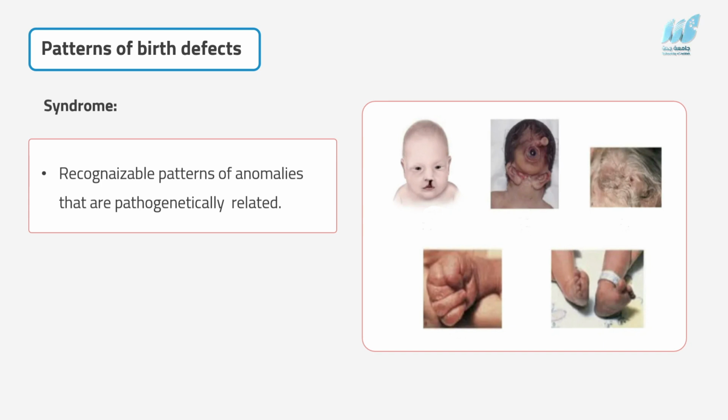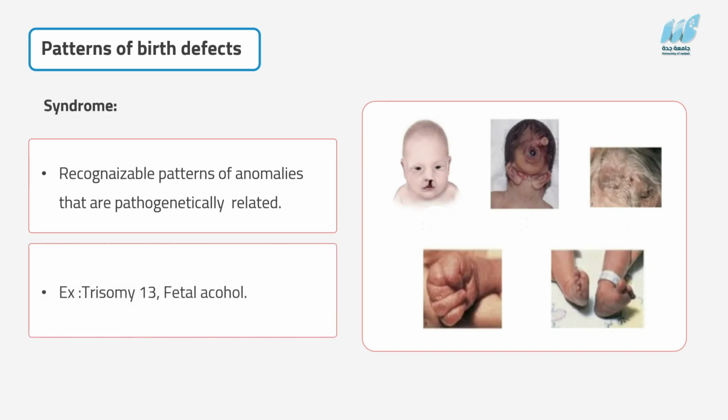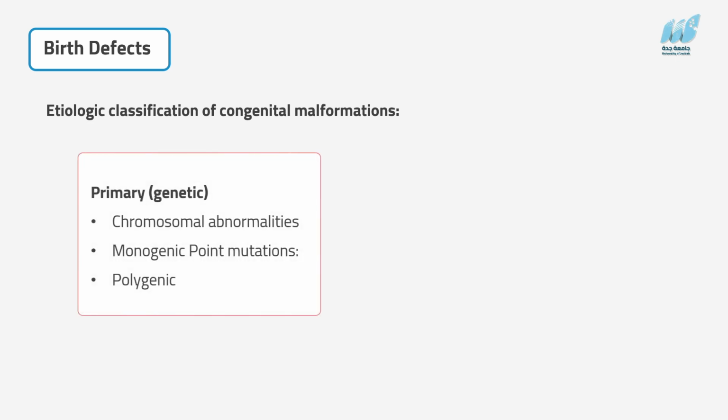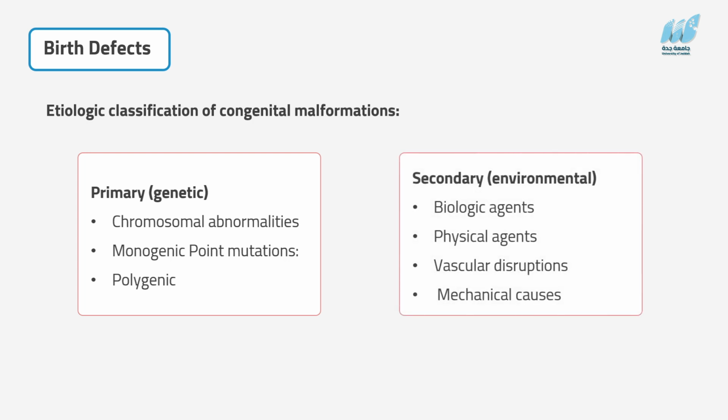Here, an example in the photo, we can see trisomy 13 or Patau syndrome, which is a good example of a birth defect. We have holoprosencephaly, a cleft palate, and clenched hands and feet. In birth defects, there are 2 main etiological classifications of congenital malformations: first, primary, genetic causes, or secondary, due to environmental causes.